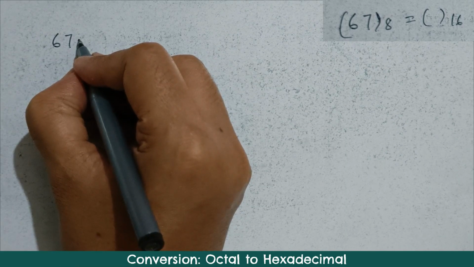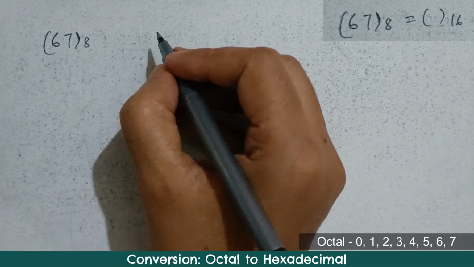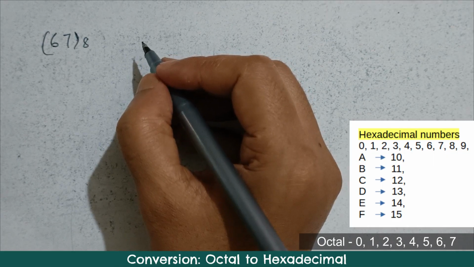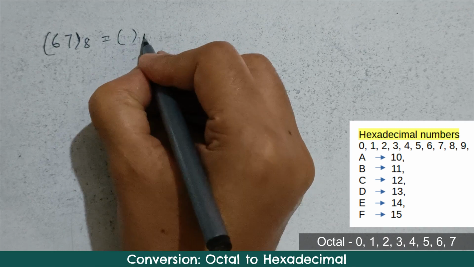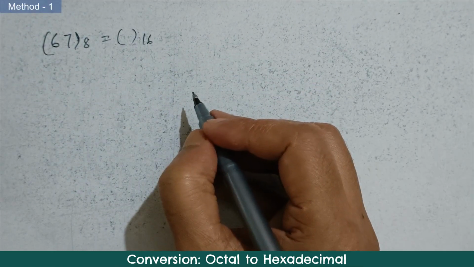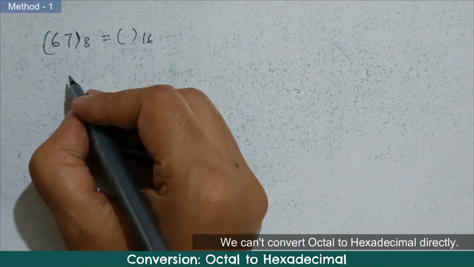You already know, a number is represented in octal using digits 0 to 7, while hexadecimal can be represented using digits 0 to 9 and A to F. So here, you can see the question, I will convert the octal number to hexadecimal.